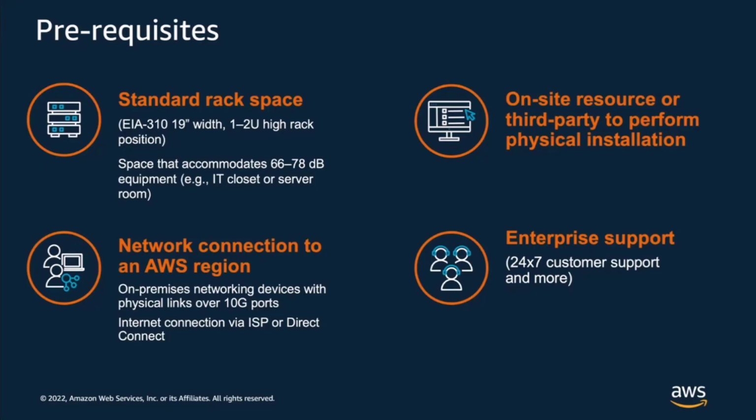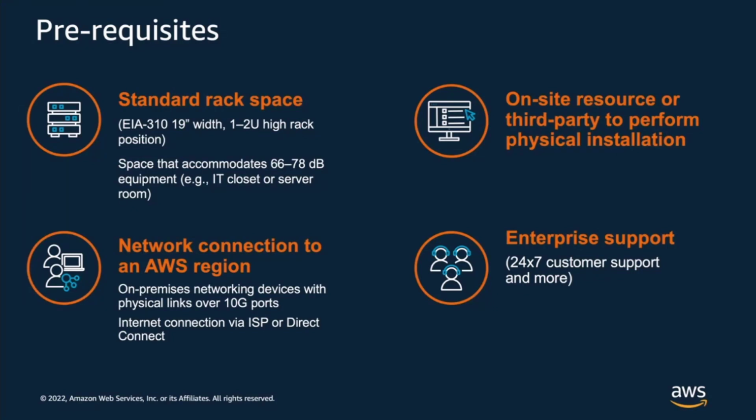We also do want to point out that this equipment is known to be loud. It runs around 66 to 78 decibels. So you don't want this in the middle of a space where people are having conversations. You also need to establish network connection from your site to an AWS region. That means network switches, 10 gig uplink ports, an internet connection through an internet service provider, or maybe you go the AWS Direct Connect route.